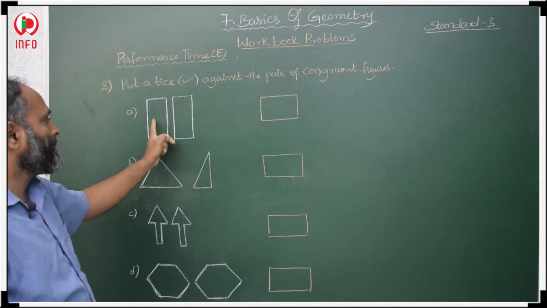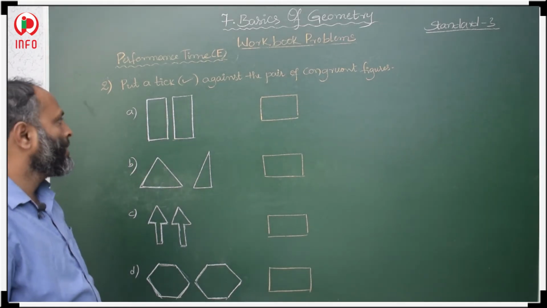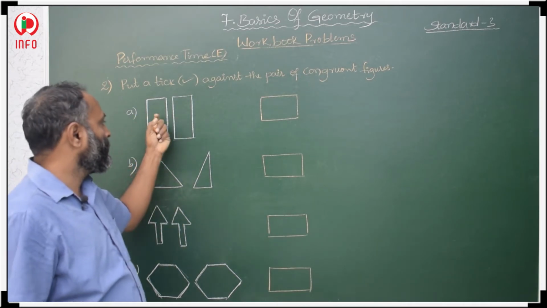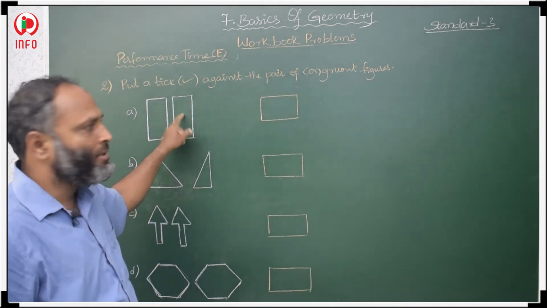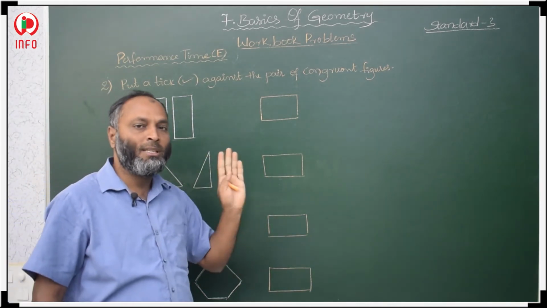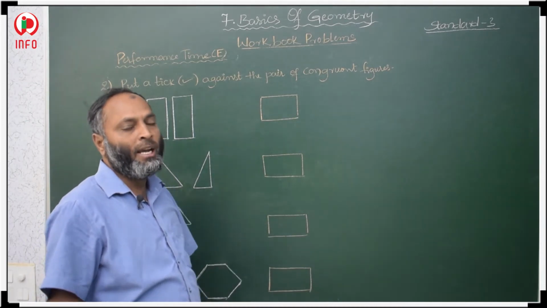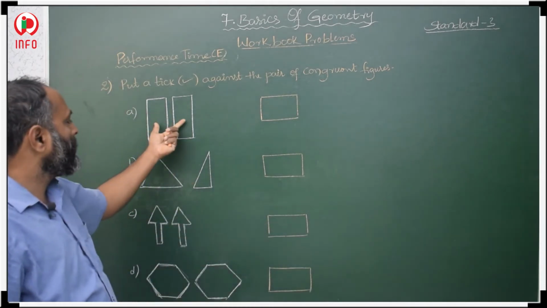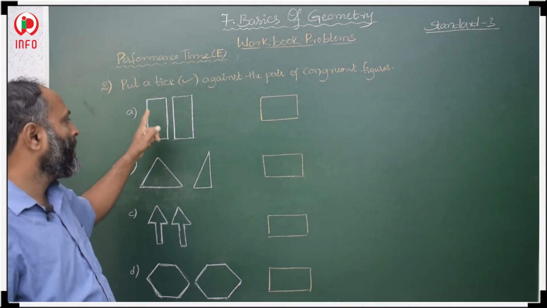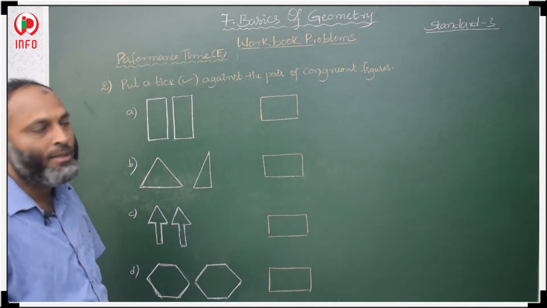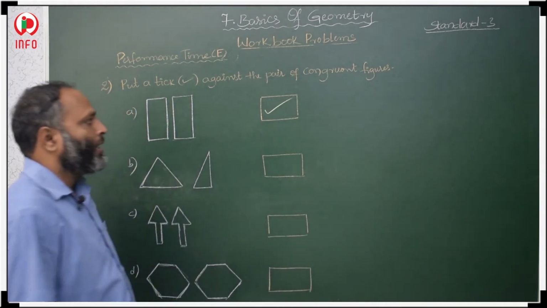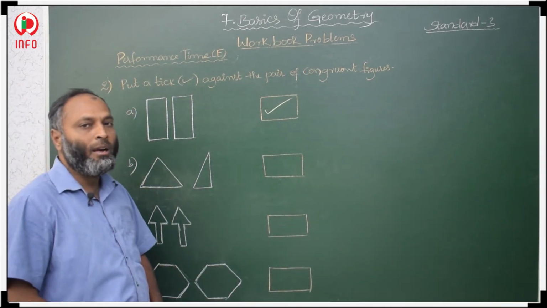These two rectangles are given, and these two rectangles are of the same shape and size. Actually, I drew these rectangles on the board, so there is a little bit of small error. In your textbook, rectangles of exactly the same shape and same size are given. So these two rectangles are congruent figures. Why? Because they are of the same shape and same size. So we have to keep a tick mark against it, because they are congruent rectangles.